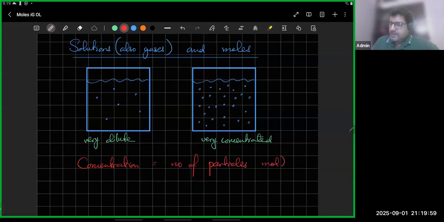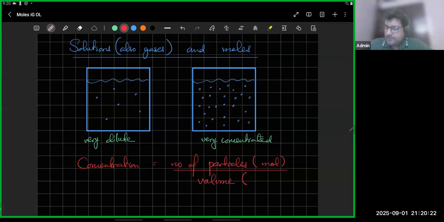Your number of particles are always counted in moles. The counting of atoms is done in moles. Divide by the volume, so it's the number of particles in a particular volume. If you've got a higher number of particles in a particular volume, that would mean it's very concentrated. If you've got a lower number of particles, that would mean it's not very concentrated.